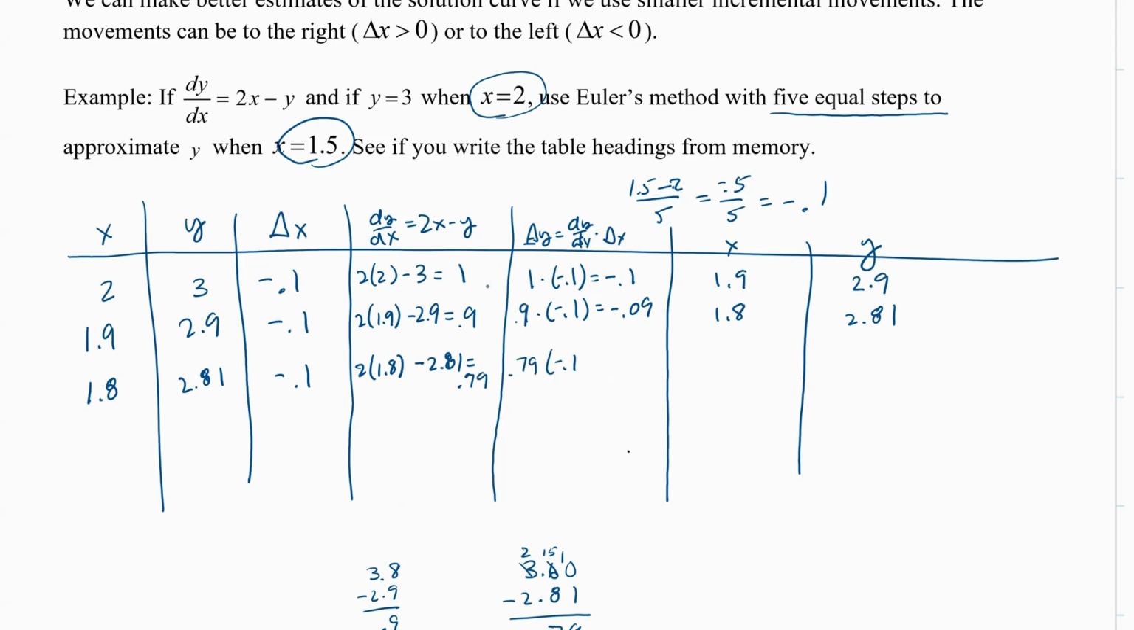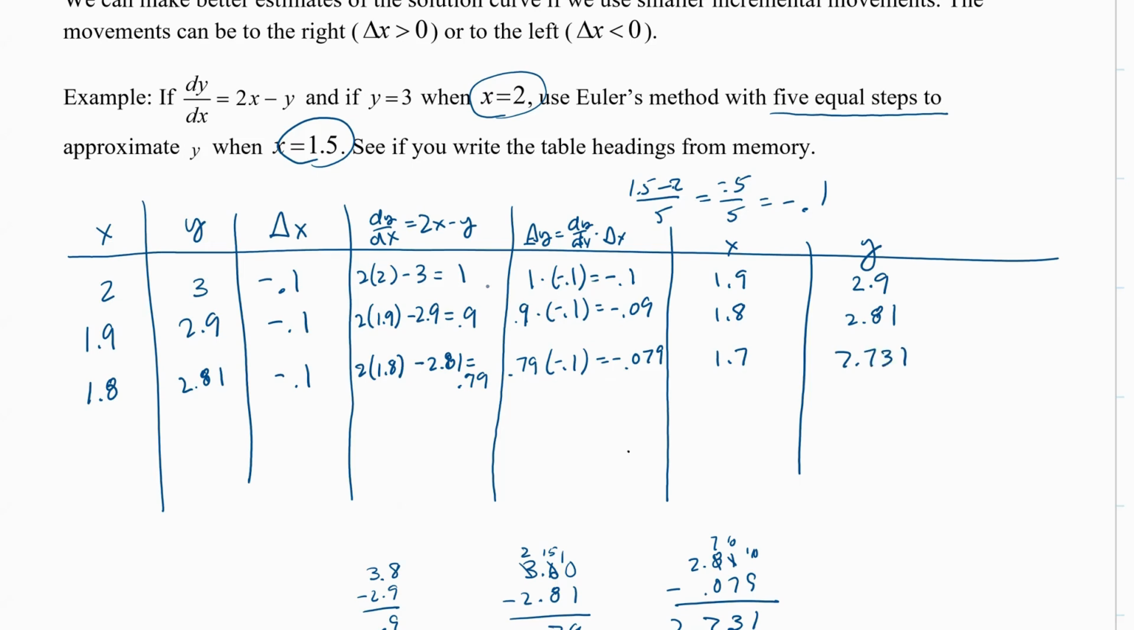0.79 times negative 0.1 is negative 0.079. This is going to be 1.7. And then this next one is going to be 2.81 minus 0.79. Carry from there, we get a 10. It's a 1. Carry from there, get 10 minus this is 3, 7, 2.731. And already I'm feeling pretty tired of this.